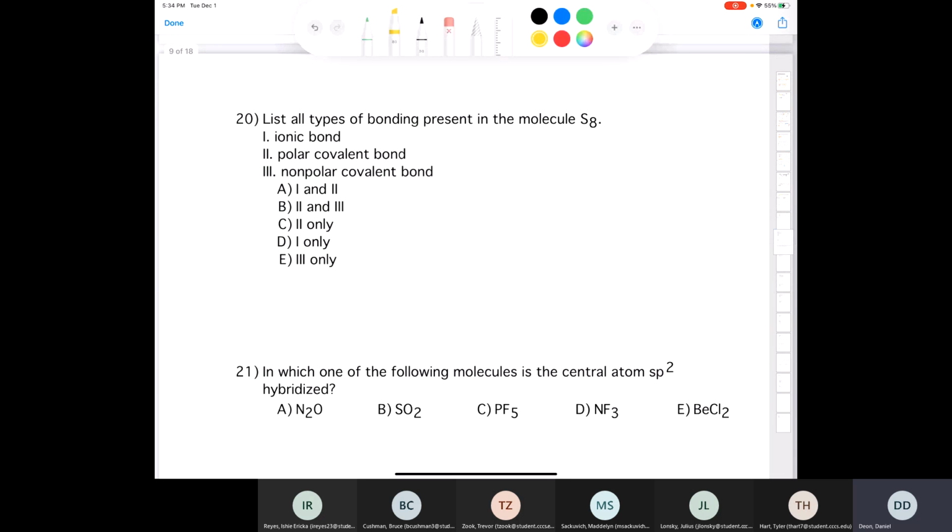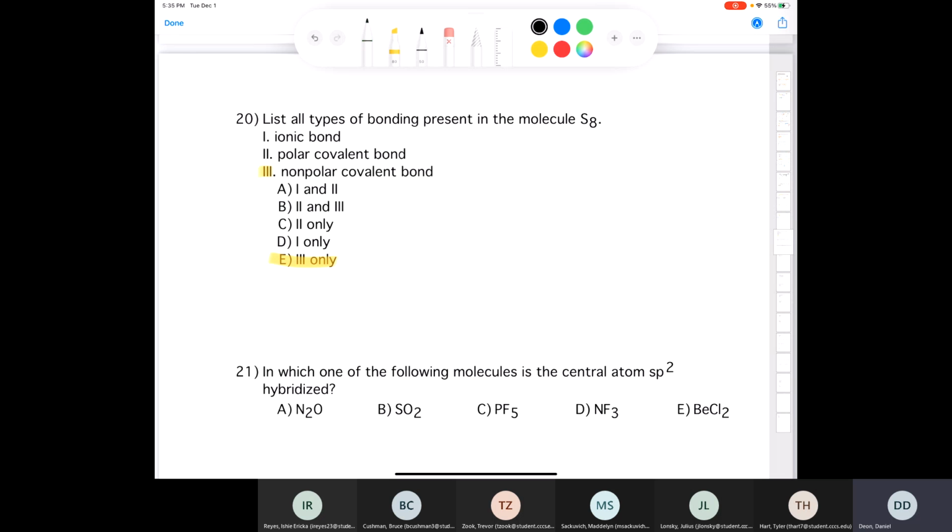Question number 19. List all the types of bonding present in the S8 molecule. Not an easy question. This is one that you might have to fiddle with a little bit. But if you think about it, even if you were unable to draw the Lewis structure, it only contains sulfur, and the sulfur is bonded to another sulfur, and there's no difference in electronegativity between two sulfurs. And so this is really nothing more than a conceptual question. It's impossible for there to be a polar covalent or an ionic bond here. And so the only answer would be non-polar covalent, or E.